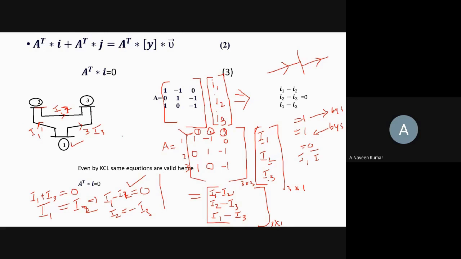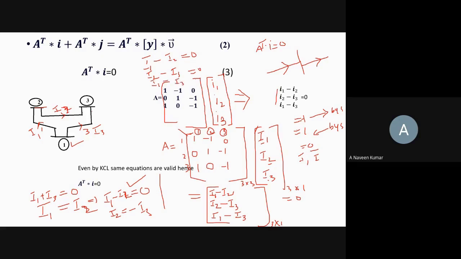So now, if you want to calculate I1, I2, and I3, these three are unknown parameters, the branch currents. If I want to solve these three equations, what do I need to do? Definitely I need to make A transpose into I equal to 0. Right or not? If we make this matrix equal to 0, then I can write the equations: I1 minus I2 is equal to 0, this is equation number 1. And I2 minus I3 is equal to 0, this is equation number 2. And finally I1 minus I3 is equal to 0.